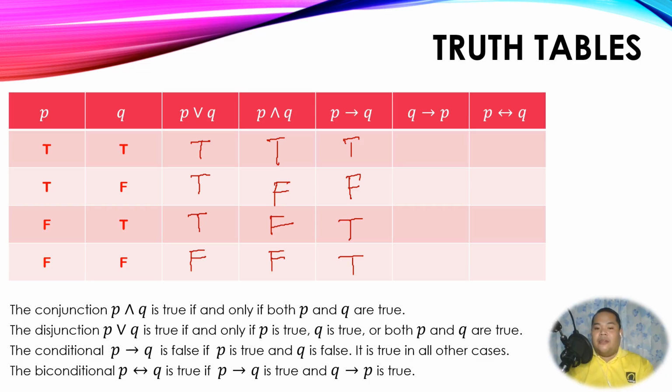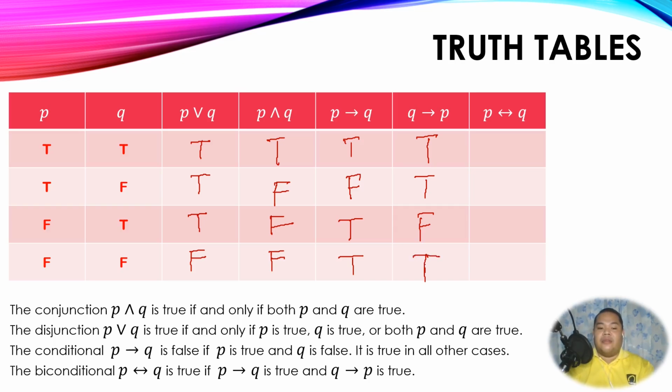The same way, conditional statement Q implies P. We start looking with Q, then we imply to P. So we start looking with the column for Q, then we look for the column for P. So T implies T is T. F implies T is T. T implies F is F. F implies F is T.